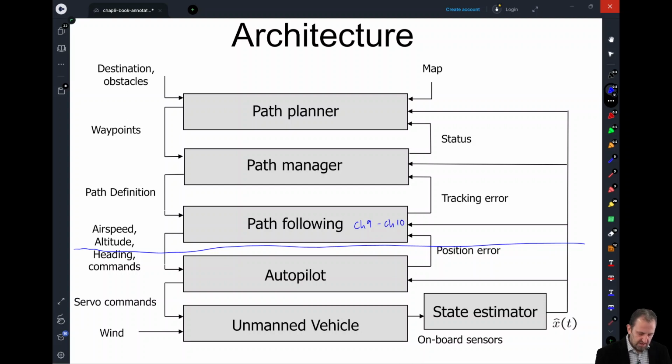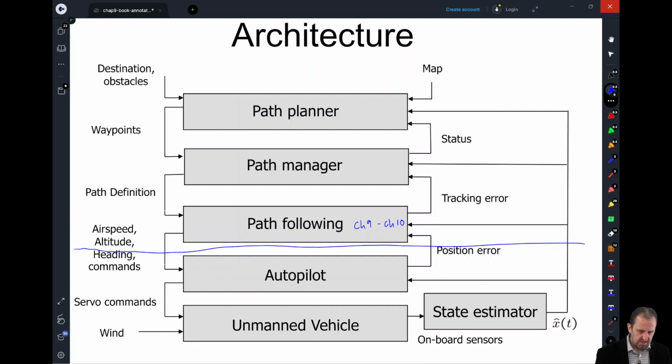So as we look at this architecture, the path planner is going to be giving a series of waypoints to a path manager. The path manager is then going to be giving a path definition to a path follower. That path follower is then going to be communicating to our autopilot, which is what we've designed in previous lectures. So this autopilot takes as inputs the airspeed, the altitude, the heading, and also we can do a feed forward command for the roll. So all of these commands are what the autopilot receives.